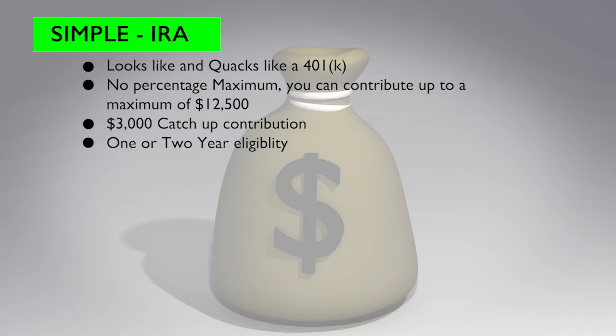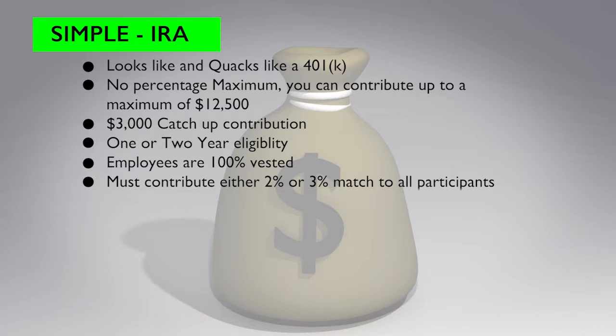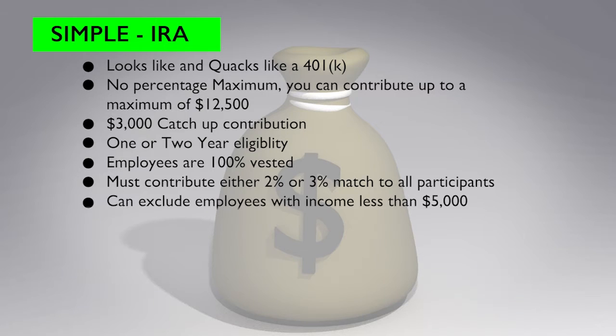The employer decides upon a 1 or 2 year waiting period, and the employees are 100% vested immediately in the employer match. The employer must match either 2 or 3% of the employee's pay. If the 2% match is chosen, all eligible employees are matched whether the employee contributes or not. If the 3% match is chosen, only the employees who participate in the plan are matched. Employees who make less than $5,000 in income can be excluded.